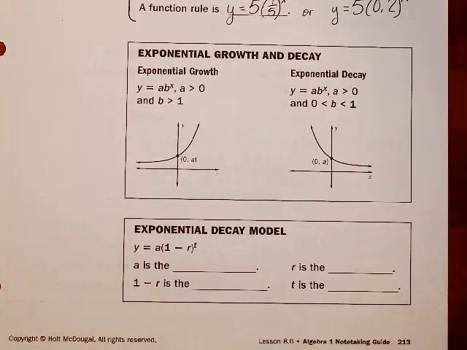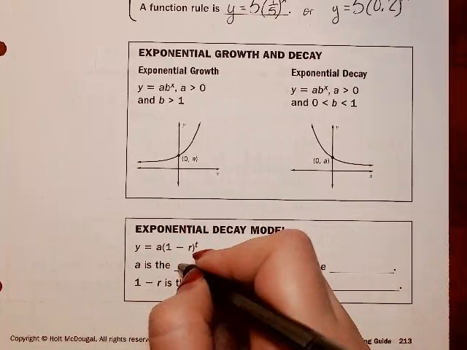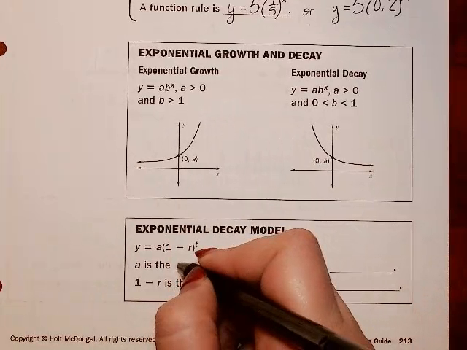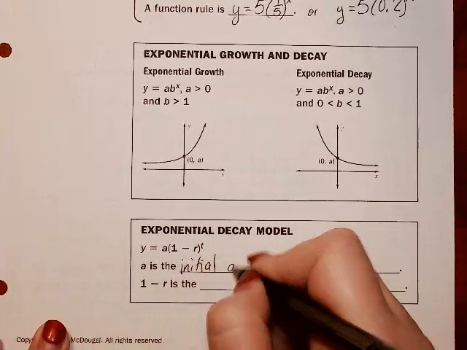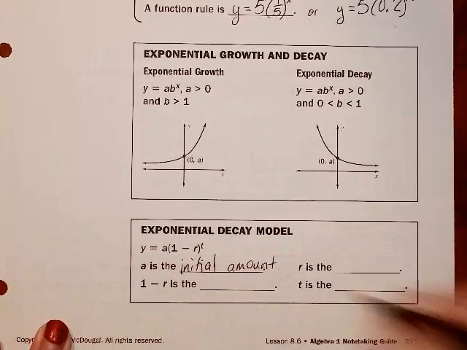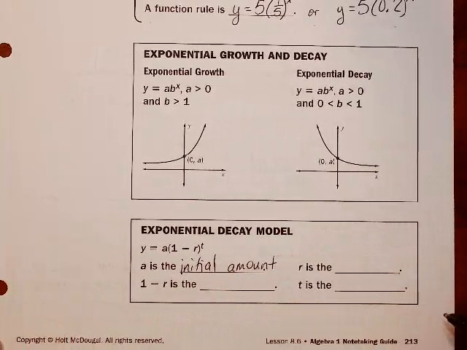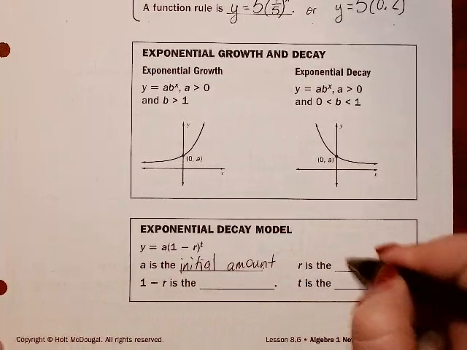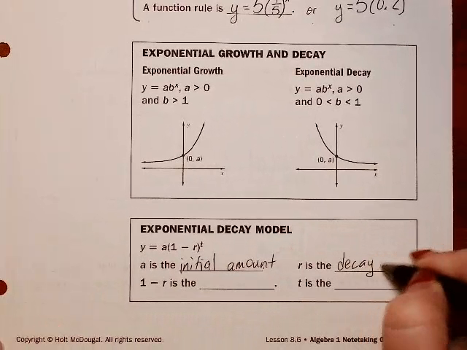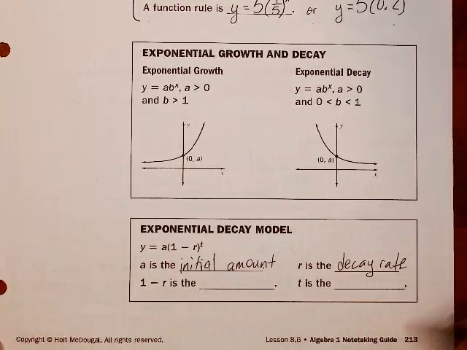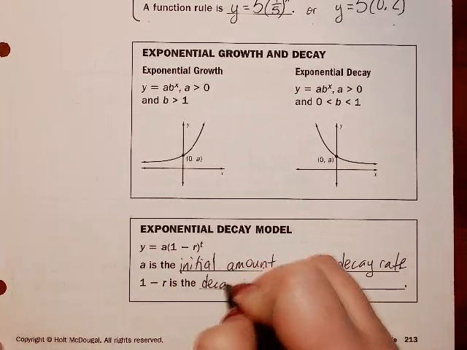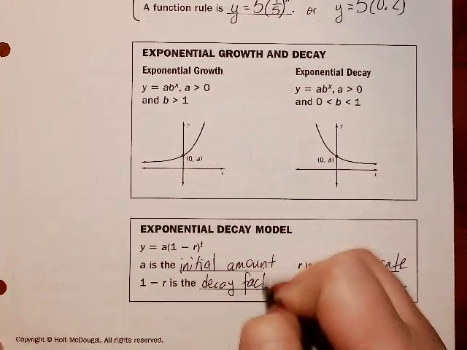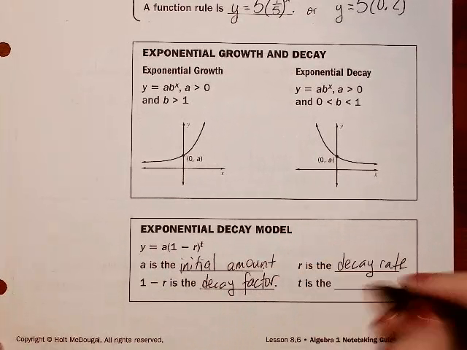So for exponential decay, just like exponential growth, a is the initial amount. r is the decay rate instead of the growth rate. 1 minus r is the decay factor. And t is the time period.